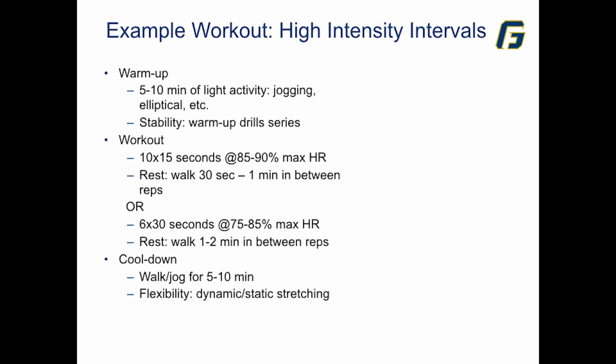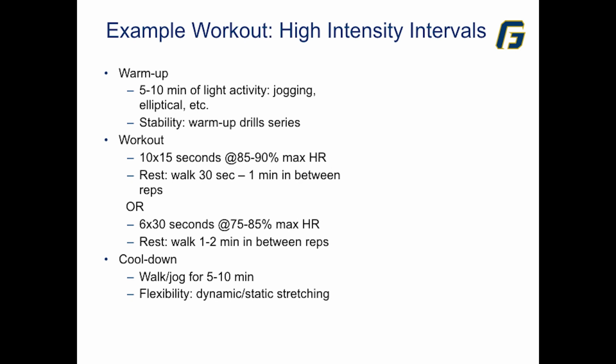You can see on this slide that I have two different variations set up based on intensity for these high intensity intervals. The first one is 10 sets of 15 seconds, so they're only active for 15 seconds, but they're doing it at 85 to 90% of their max heart rate. This is nearly your fastest sprint. This is definitely sprint territory, nearly as fast as you can run. You're doing it for 15 seconds, and then you're taking a break.